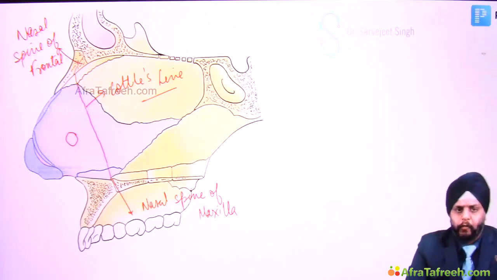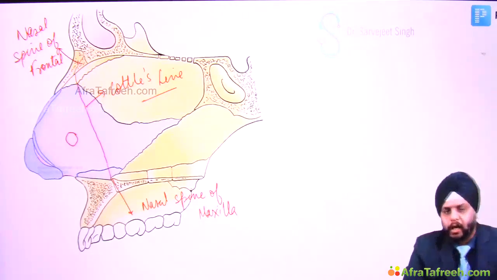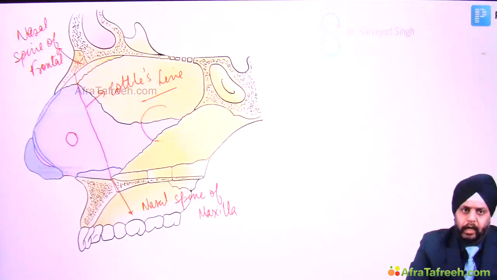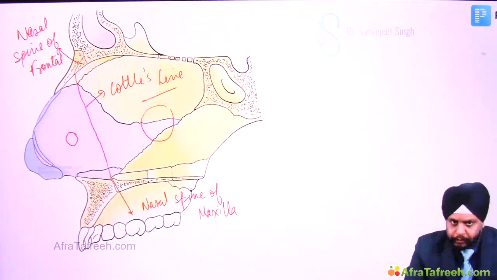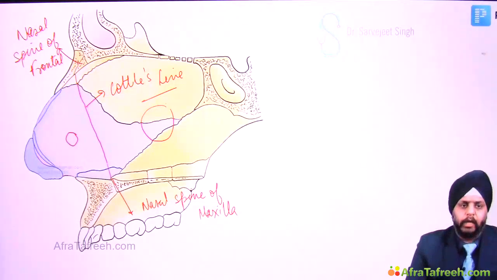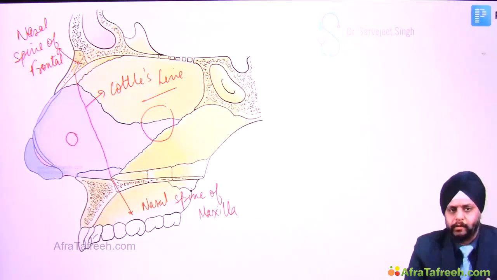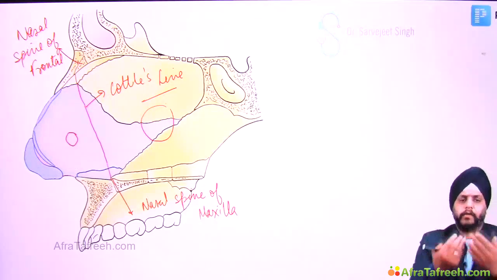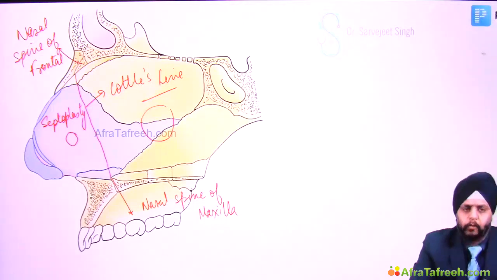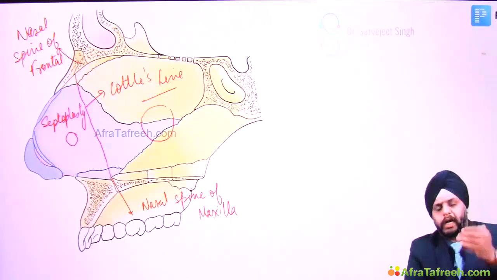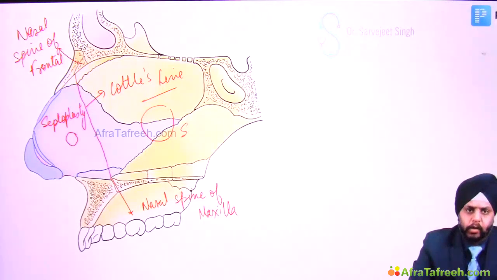If the perforation is behind the Cottle's line, like this over here, it will not cause much problem to the patient. Right? So nowadays there is a concept that ahead of this Cottle's line, you do septoplasty. So anterior to the Cottle's line, you are supposed to do septoplasty. Behind the Cottle's line, you can do SMR.